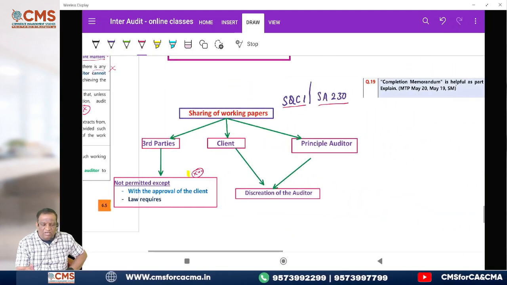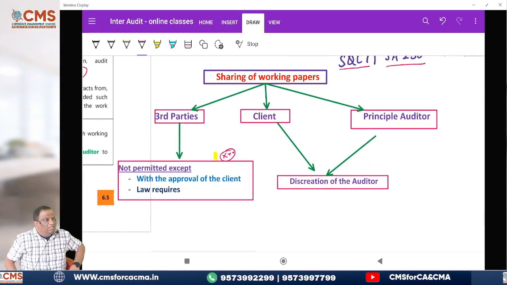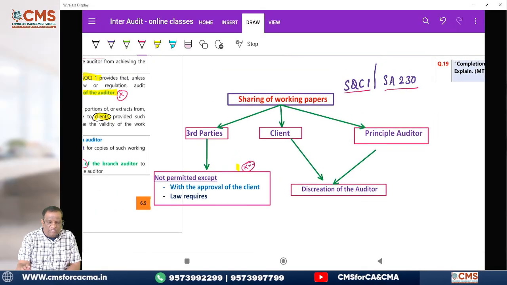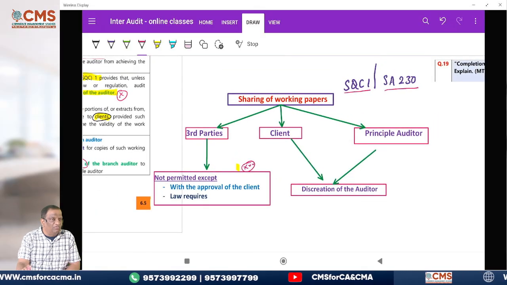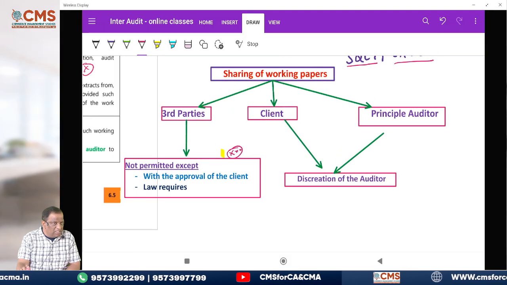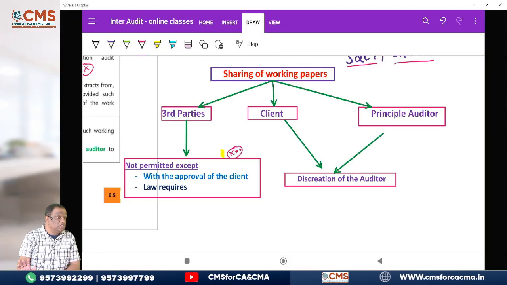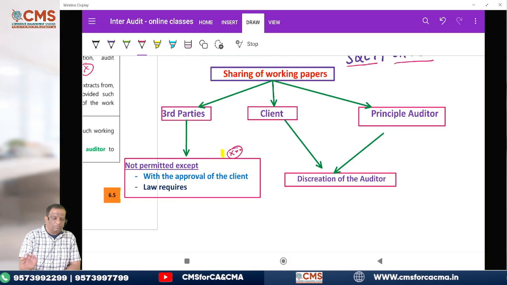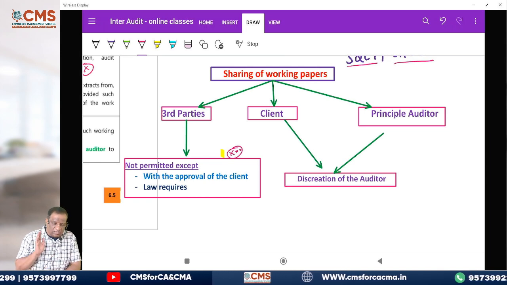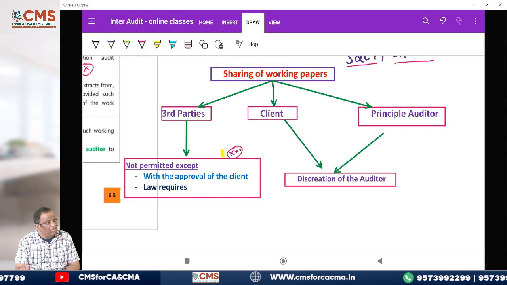Then similarly, touching another core important point, sharing of working papers. That is the documentation that I have built up, with whom can I share? With third parties, the rules are different; with the client or the principal auditor, it is different. With third parties, that is one client's data, me giving it to a third party is not permitted, except with the approval of the client and when the law requires. That's all. Either the law requires it or with the approval of the client. Otherwise, I am not supposed to share it with third parties.